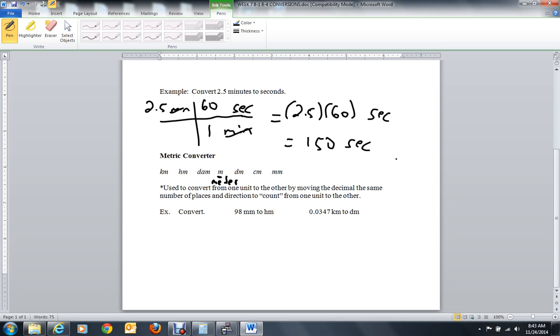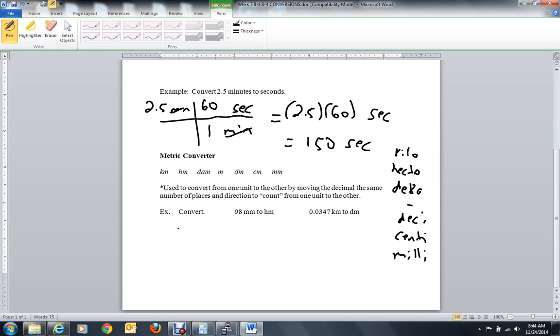So if you want me to write them in order from biggest to smallest: kilo, hecto, deca, then your base unit, and then deci, centi, and milli. That's what those are. Now all we're going to do is just keep it in this order, and we're going to move from one direction, one side to the other.